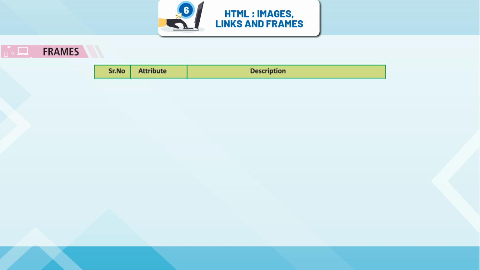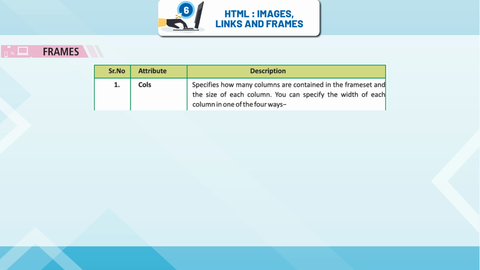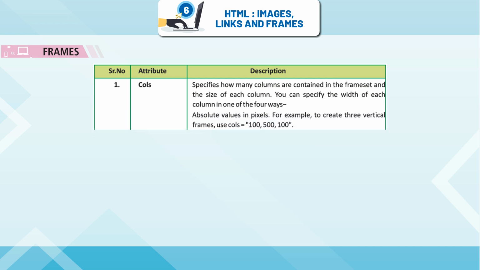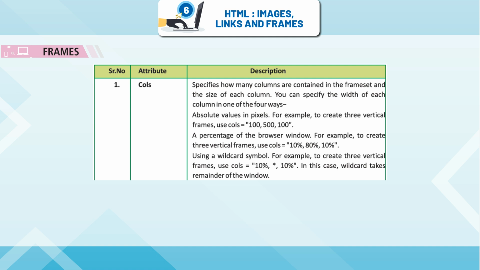The frameset tag attributes. The following are important attributes of the frameset tag. Serial number, attribute, description. 1. Cols. Specifies how many columns are contained in the frameset and the size of each column. You can specify the width of each column in one of 4 ways. Absolute values in pixels. For example, to create 3 vertical frames, use cols="100, 500, 100". A percentage of the browser window. For example, to create 3 vertical frames, use cols="10%, 80%, 10%". Using a wildcard symbol.